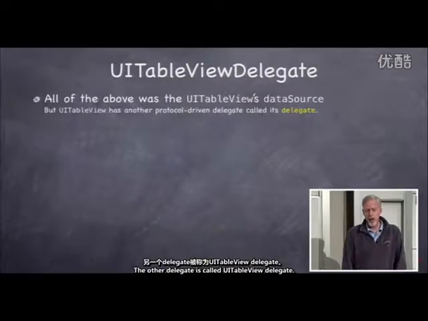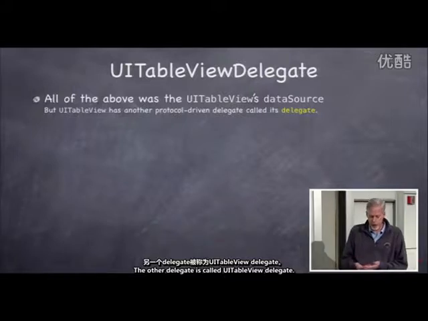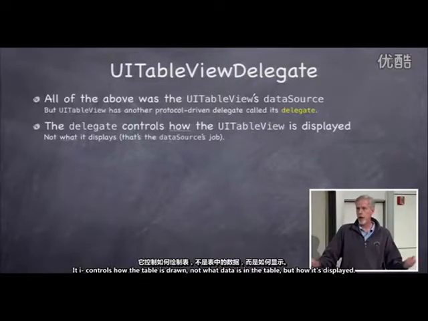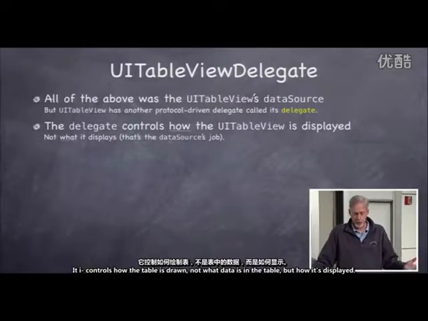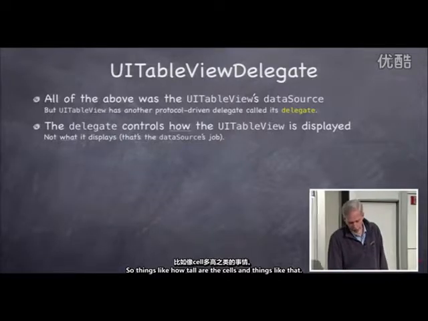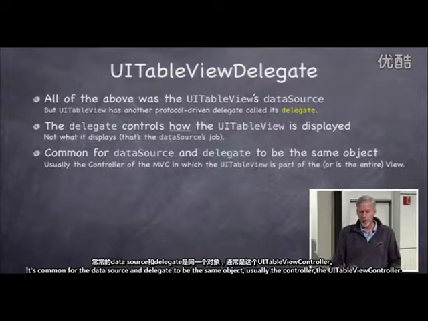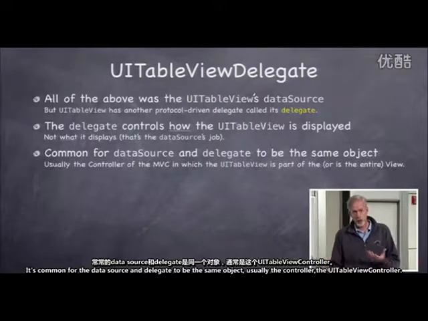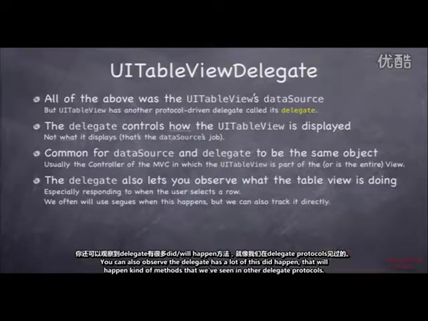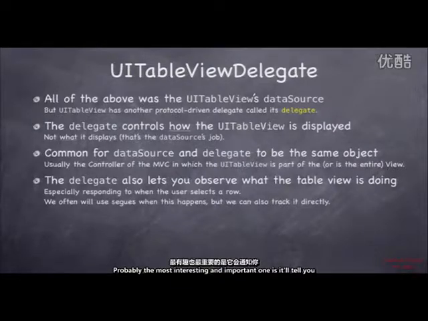The other delegate is called UITableViewDelegate. It controls how the table is drawn, not what data is in the table, but how it's displayed. So things like how tall are the cells. It's common for the data source and delegate to be the same object, usually the UITableViewController. The delegate has a lot of did-happen and will-happen kind of methods that we've seen in other delegate protocols. Probably the most interesting and important one is it'll tell you when somebody clicked on a row.